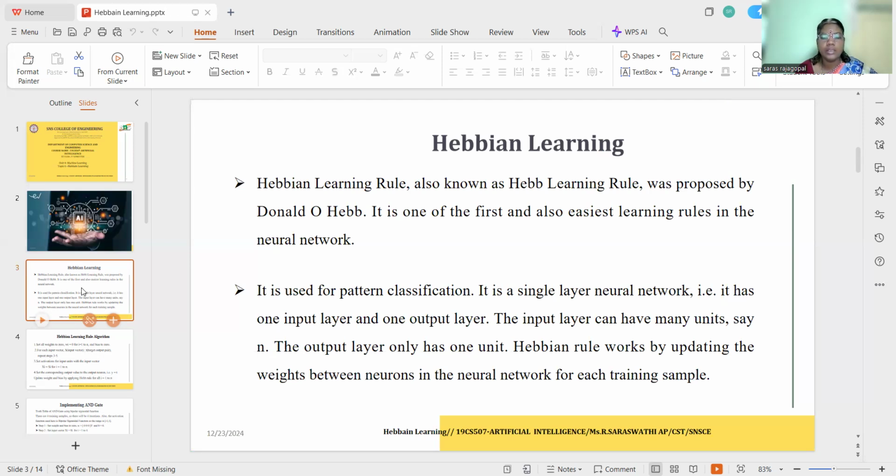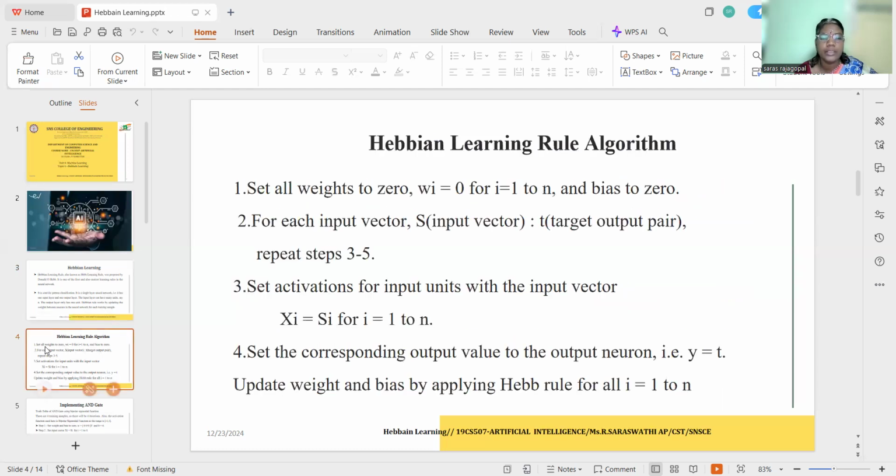It is a single layer neural network. That is, it has one input layer and one output layer. The input layer can have many units, say n. The output layer has only one unit. The Hebbian rule works by updating the weights between the neurons in the neural network for each training sample.